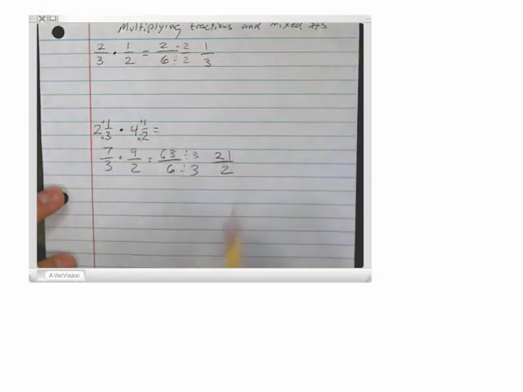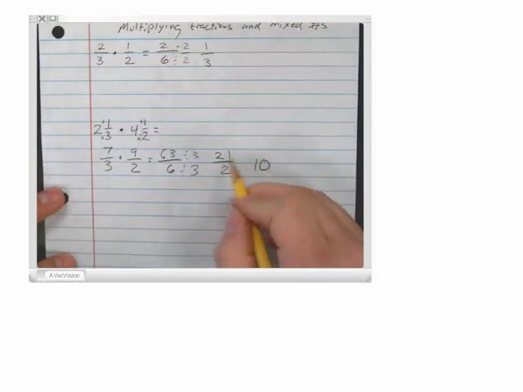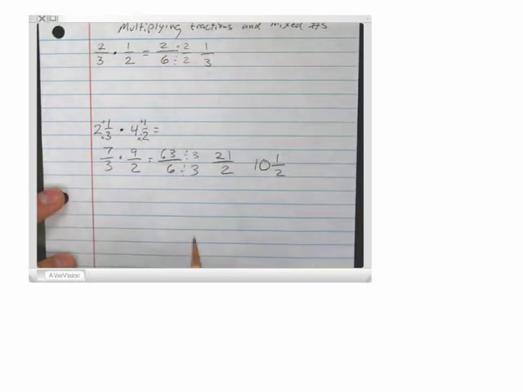So how many 2's go into 20? 10. That's your whole number. How many are left over? 1, and keep the denominator. 10 1/2 means much more to me than 21 halves. So this is your answer.